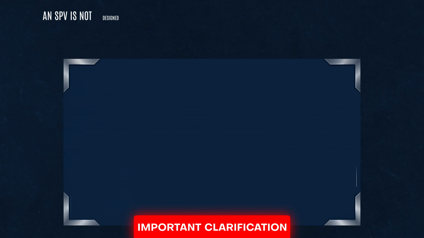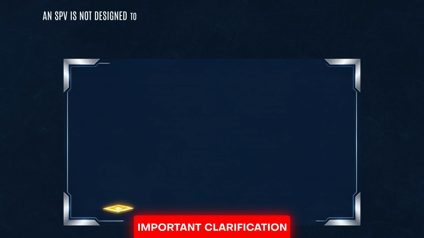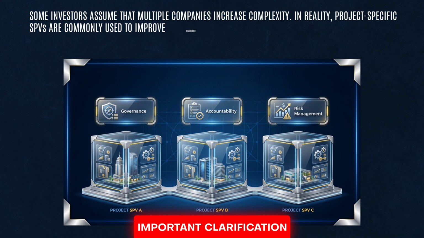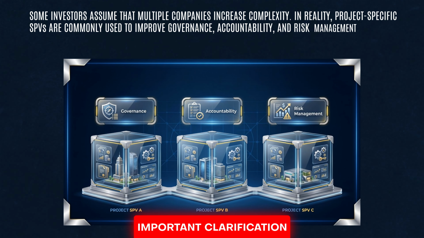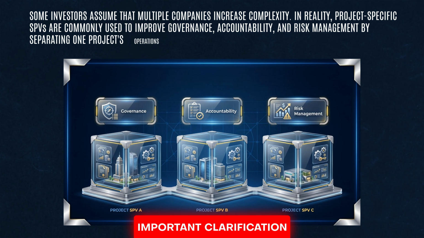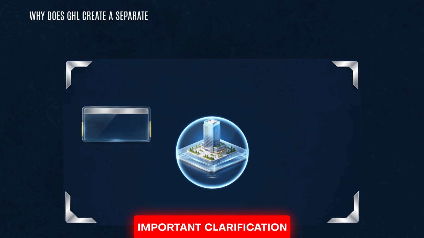Important clarification. An SPV is not designed to remove investment risk. It is designed to manage projects with greater transparency, accountability, and financial discipline. Some investors assume that multiple companies increase complexity. In reality, project-specific SPVs are commonly used to improve governance, accountability, and risk management by separating one project's operations from another's. Why does GHL create a separate company for every project?